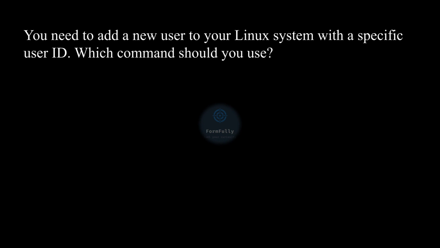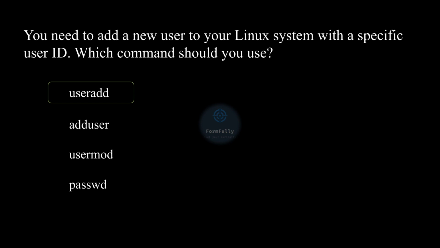Next, you need to add a new user to your Linux system with a specific user ID. Which command should you use? Options are useradd, adduser, usermod, passwd. The correct command is useradd, which is used to add a new user to a Linux system. Adduser is a higher level script that prompts for user information. The usermod is used to modify a user account's properties but not for adding new users. And the passwd is used to change user passwords, not to create new user accounts.